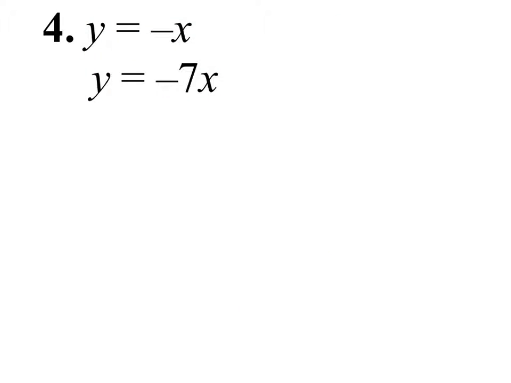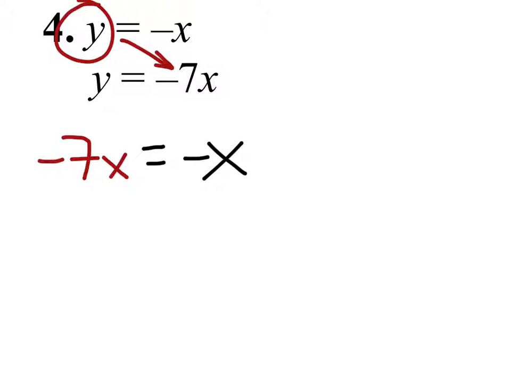This one's almost the same as the last one. The only difference is y equals a negative x. So whatever we find for either y or x is going to be the opposite. It's going to be its negative value, all right? So let's take this y and replace it with this negative 7x. So I've got this negative 7x equals negative x. So that's from the top equation.